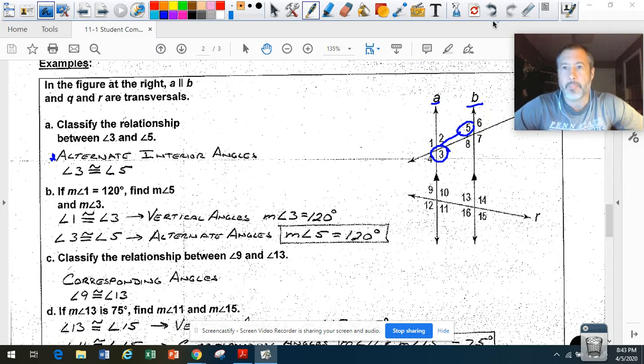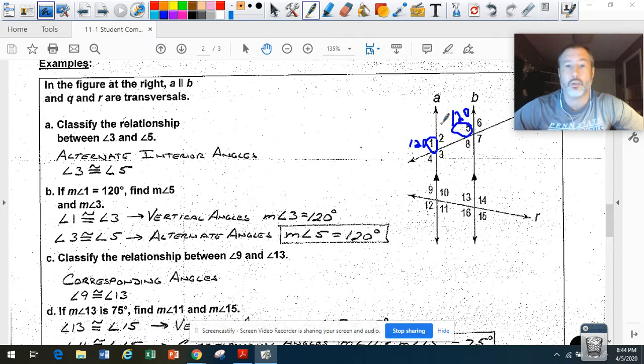So let's look here now. It says, if the measure of angle 1, here's angle 1, is 120 degrees. Find the measurement of angle 5. Well, there's several ways we could do this. We can say, this is angle 1 and this is angle 5. They are on the same side of the transversal, but one is inside, one is outside. Those are corresponding angles. So I know the measurement of angle 5 can be 120 degrees.